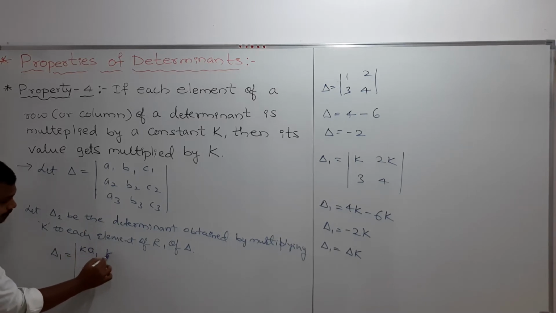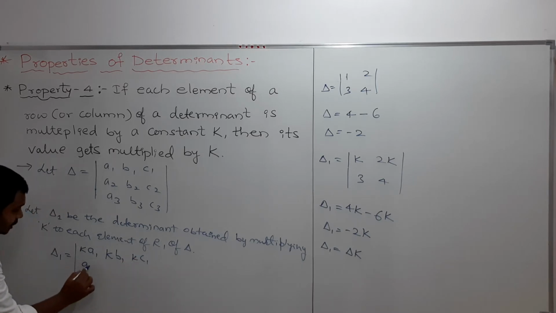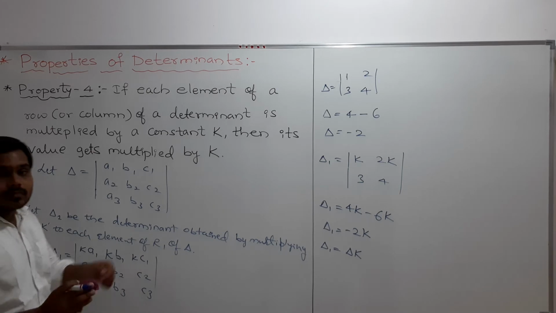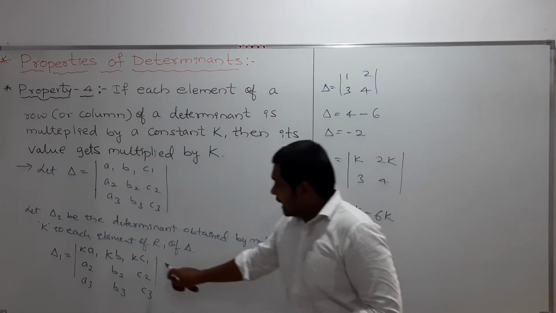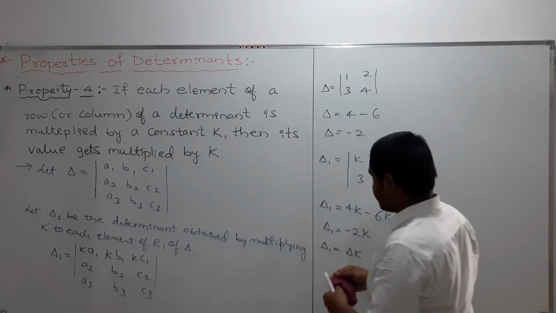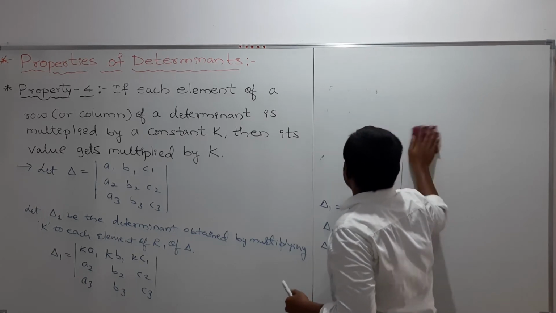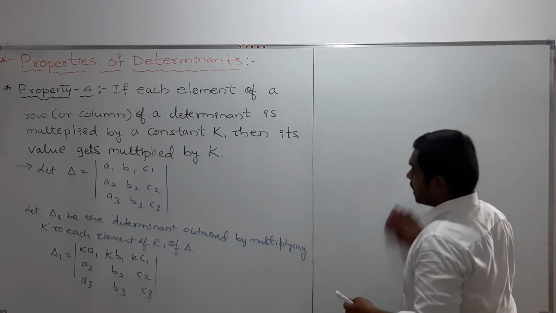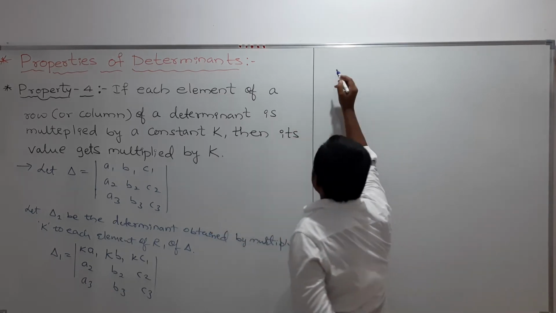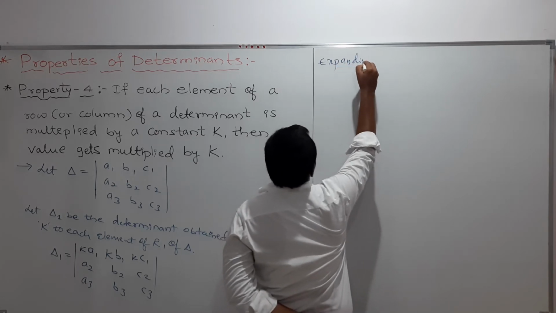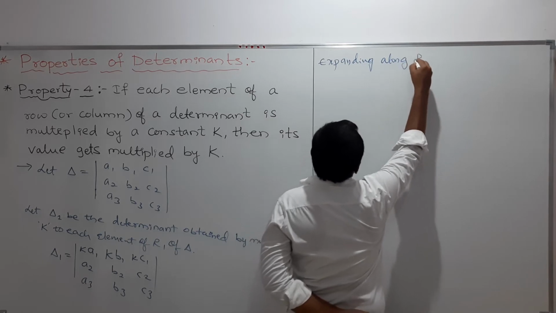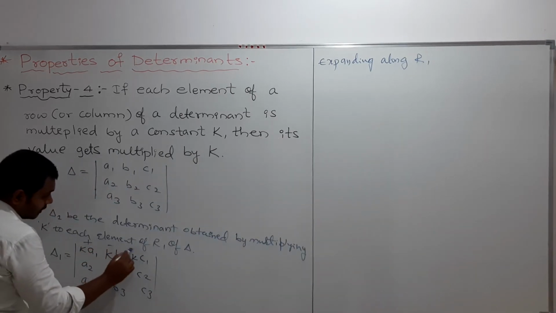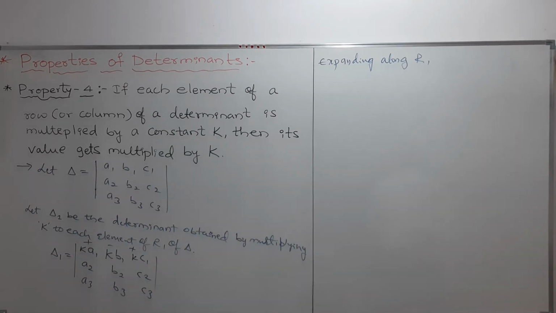k into a1, k into b1, k into c1. Next, a2, b2, c2, a3, b3, c3. Clear? Next, you can solve further. I will expand this through r1. You can expand along row 1 or along row 2, but as of now, I will expand along row 1. Before expanding, we should take the signs: plus, minus, plus. Clear? Now expand this.